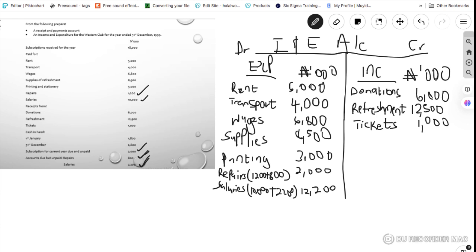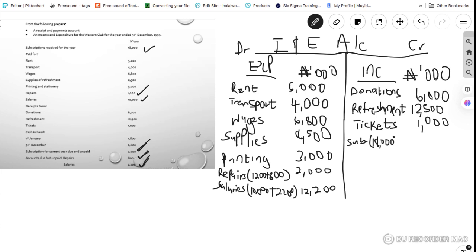Also, we have subscriptions. Yes, we have subscription at the beginning. We also have subscription for the current year that is due. So we call it subscription. We have, that is 18 million.